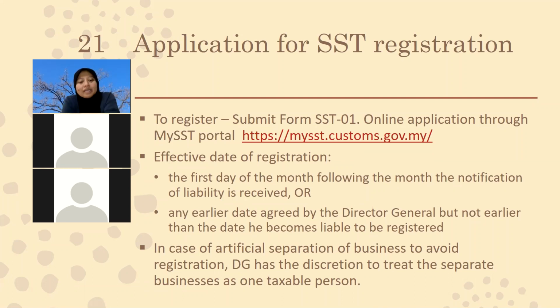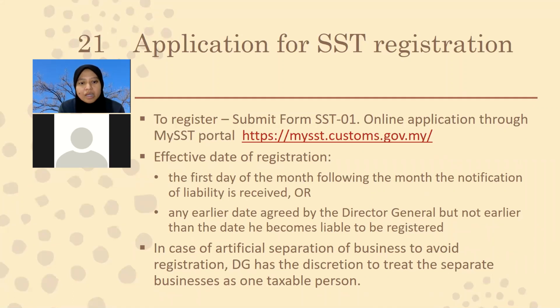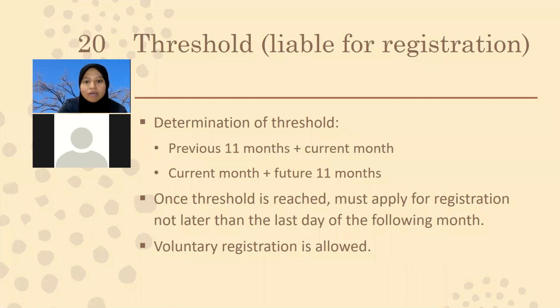So the effective date of registration will be the first day of the month following the month the notification of liability is received. This is true for both service tax and sales tax, so I put them together. The first day of the month following the month the notification of liability is received. Notification of liability is the one where you have to register not later than the last day of the following month.